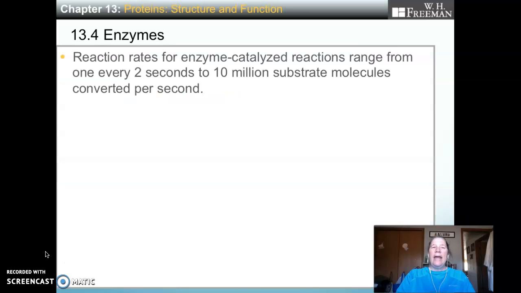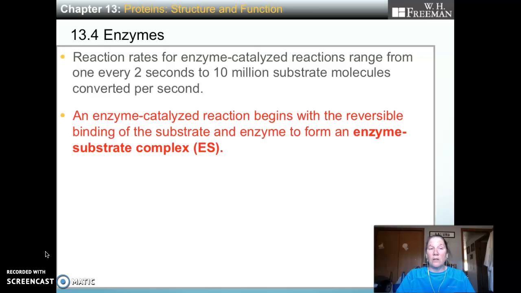Enzymes can make reaction rates happen extremely fast, like 10 million substrate molecules converted per second, or 1 every 2 seconds, or 1 every 10 seconds. It just depends on the reaction and what's needed. So they can be super fast, and they can be relatively slow.